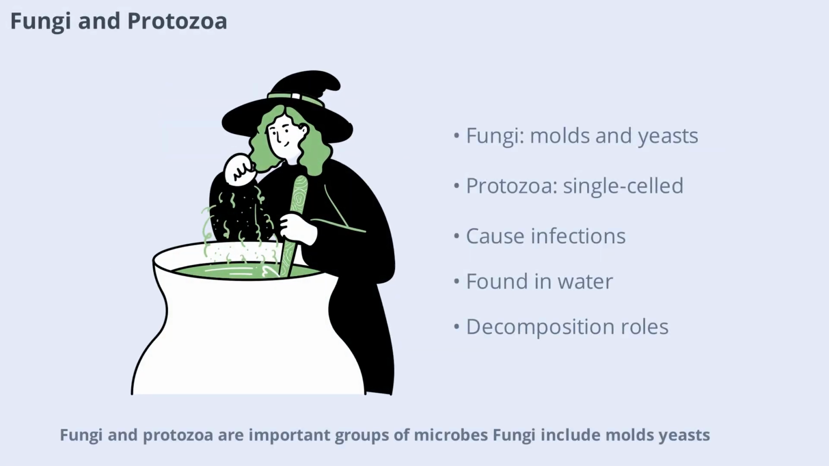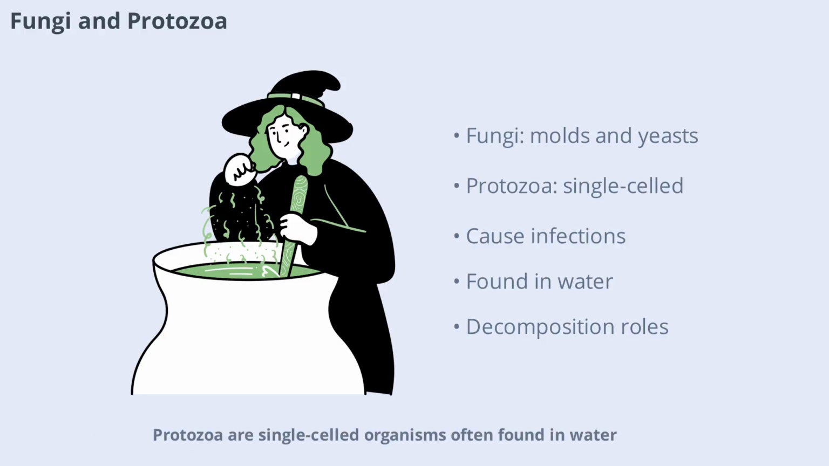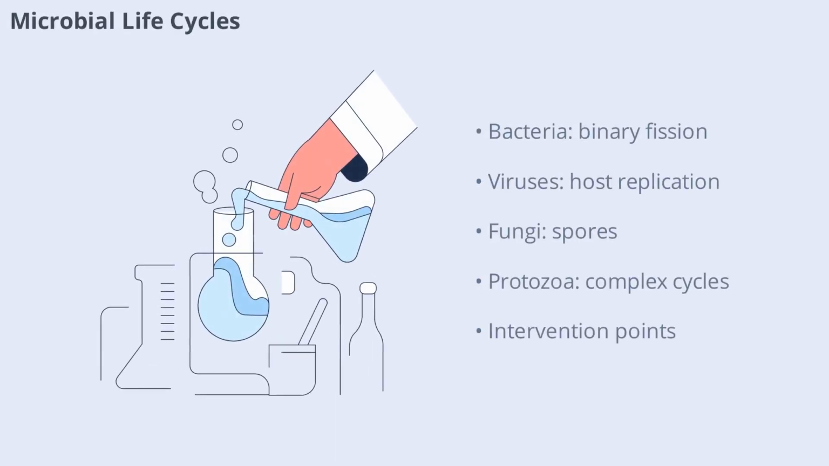Fungi and protozoa are important groups of microbes. Fungi include molds, yeasts, and mushrooms, some of which cause infections like athlete's foot or thrush. Protozoa are single-celled organisms often found in water and can cause diseases such as malaria and amoebic dysentery. Both groups play roles in decomposition and nutrient cycling, but their ability to cause disease makes them significant in microbiology and infectious disease research.